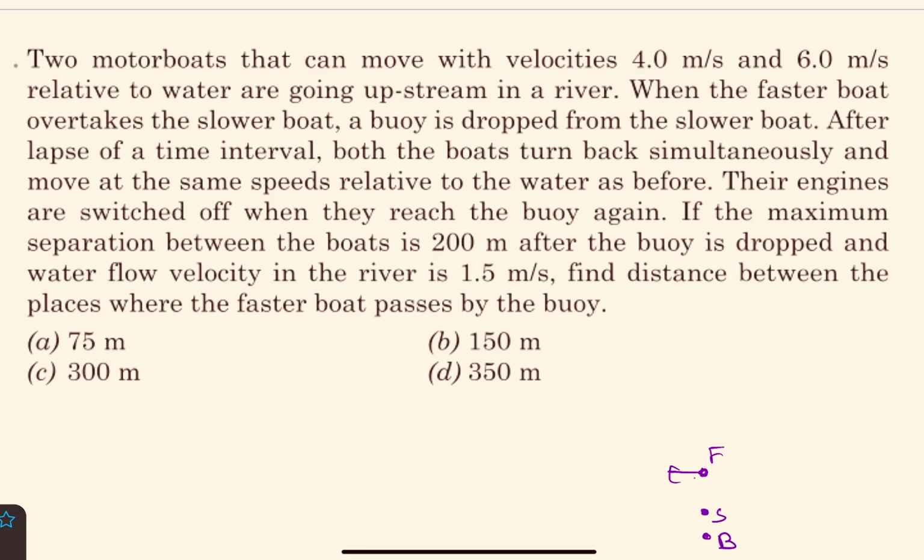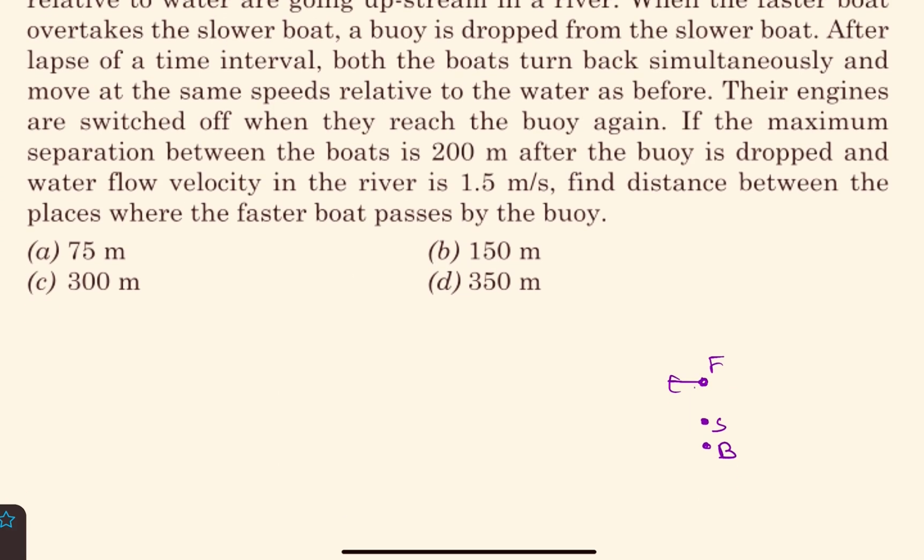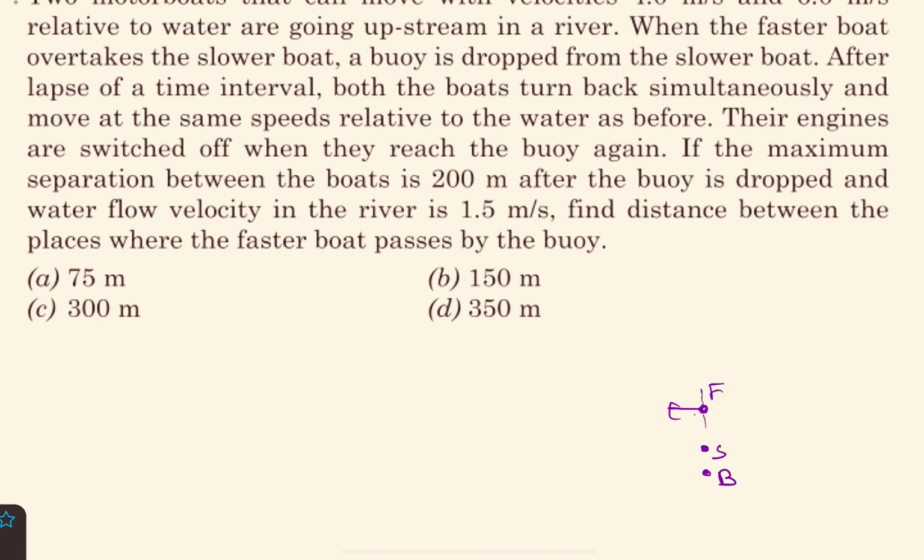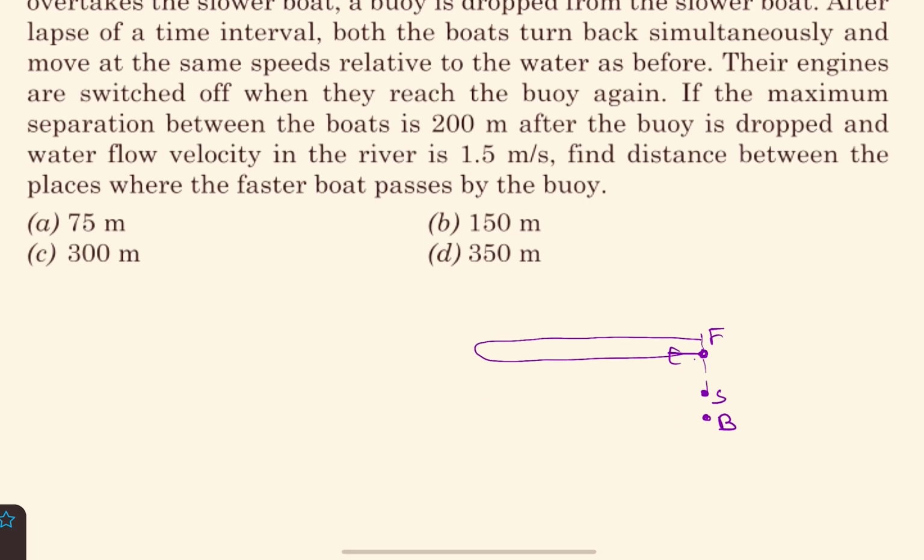If the maximum separation between the boats is 200 meter after the buoy is dropped and the water flow velocity in the river is 1.5 meter per second, find the distance between the places where the faster boat passes by the buoy. This one will travel a longer distance and come back, and this one will travel a lesser distance and then come back. It is given that the maximum separation between them is 200 meters.